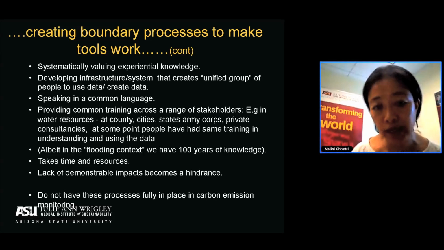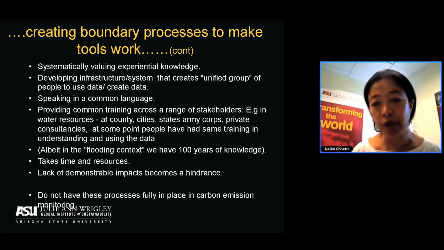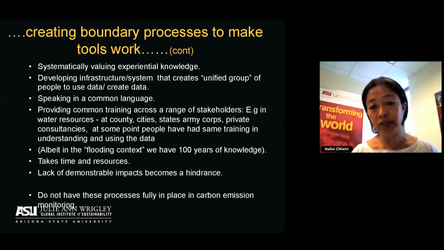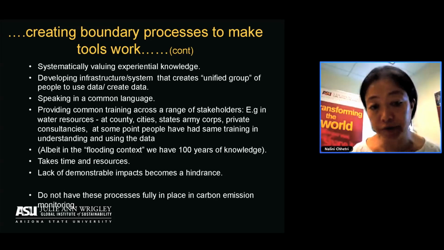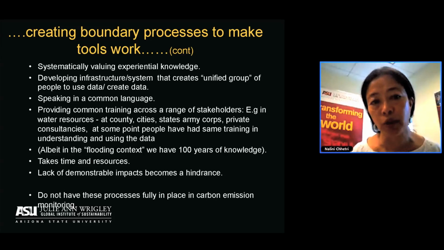So, like at the county level, at cities, at states, at Army Corps, private consultancy, at some point we have found that in this particular example, they all seem to have some kind of a common training in understanding how to use data. Now, this has taken over 100 years. So, of course, this has taken a lot of time and a lot of resources, and we have not had that in carbon emission monitoring. So I think we shouldn't lose heart that it's going to take time. We just need to keep on doing this.